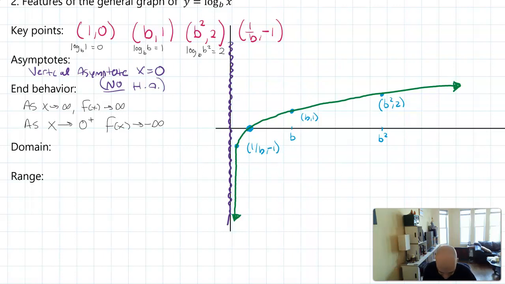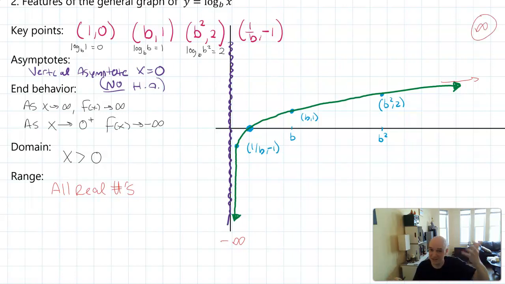Same deal. What is the domain of this graph? The domain is x greater than 0, but not equal to 0. And the range is all real numbers, because it does go all the way down to negative infinity down here. And this green arrow, as it goes off the page, would eventually reach any positive value. So it's still going to go to positive infinity. Eventually, it just will take a very long time.